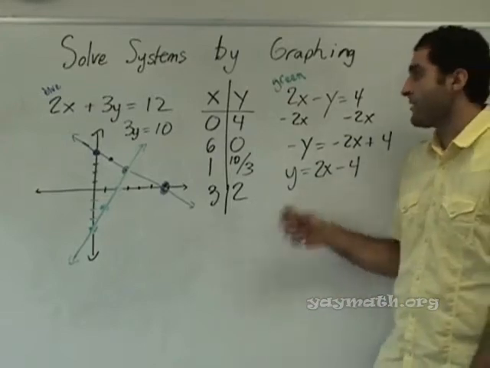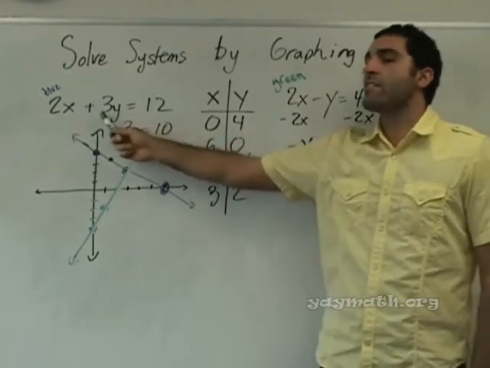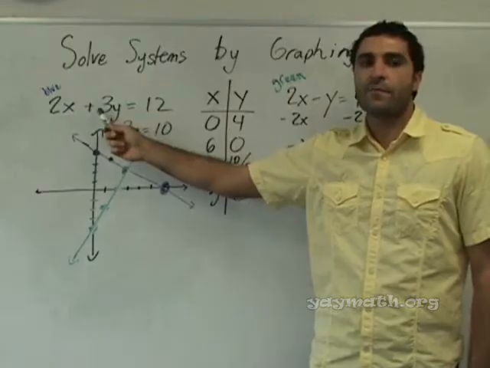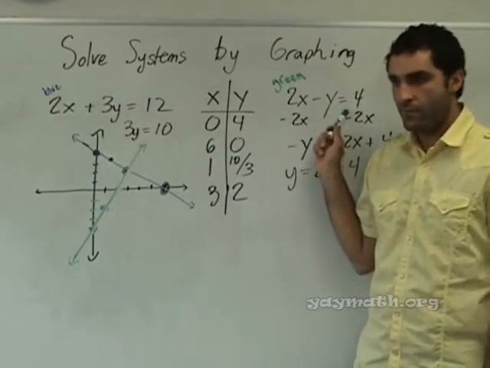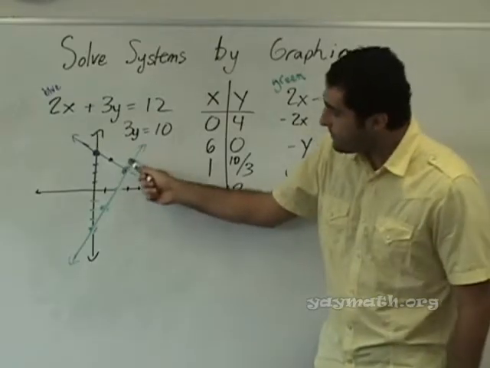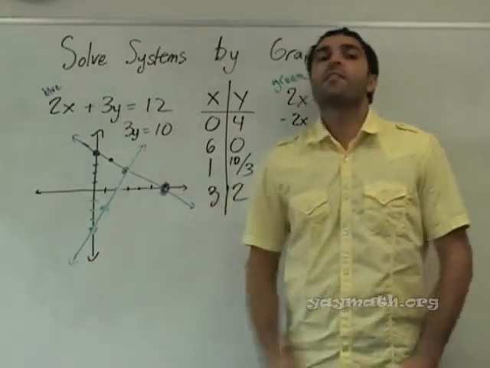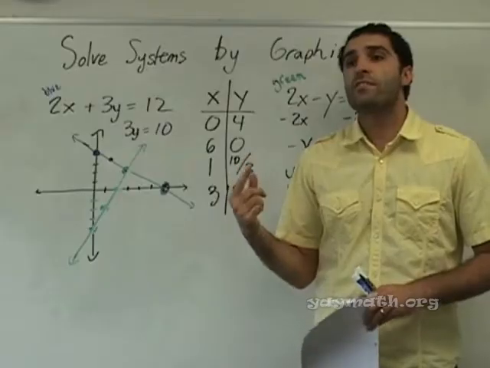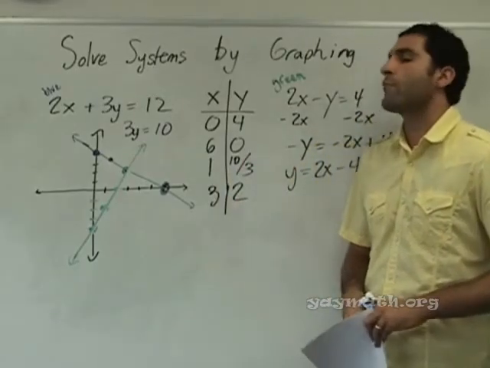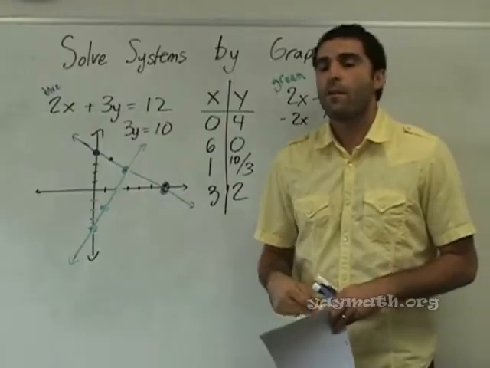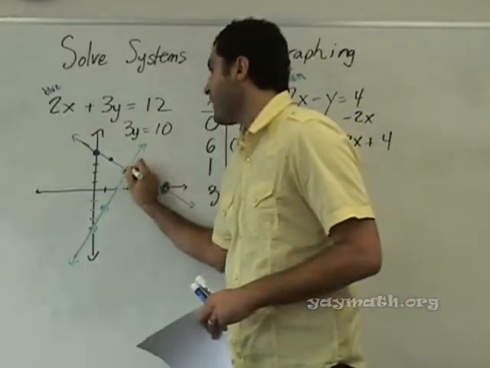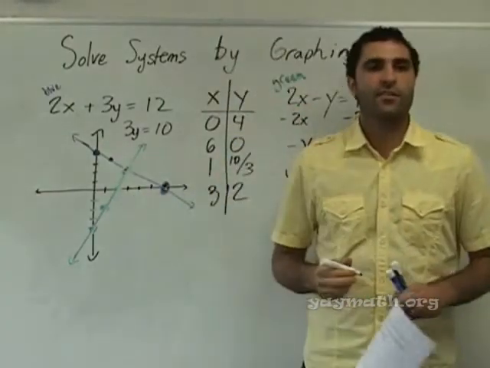So let me ask you a question. How many solutions existed for our first line? An infinite number of solutions. How many solutions would exist for this one? Infinite. Right? All these points on the green line are solutions. The question is, how many points work for both? One point works for both. And the point that works for both is where they intersect, correct?